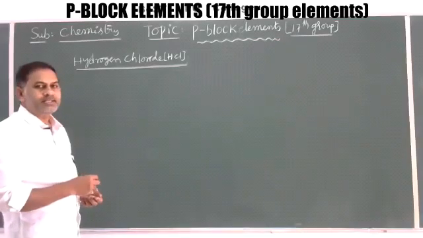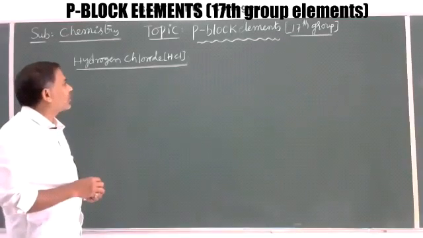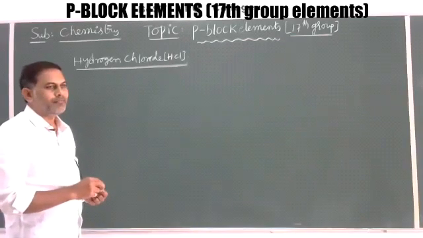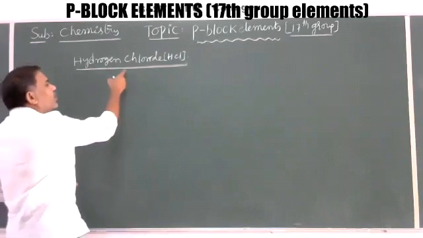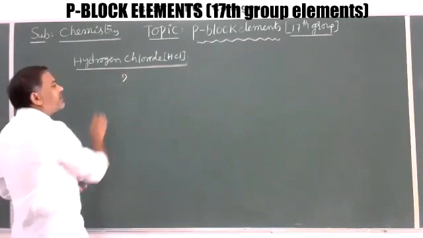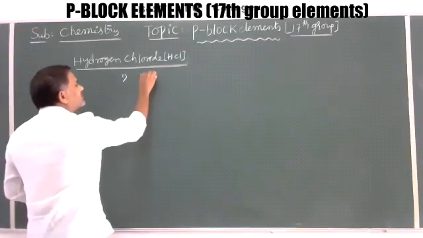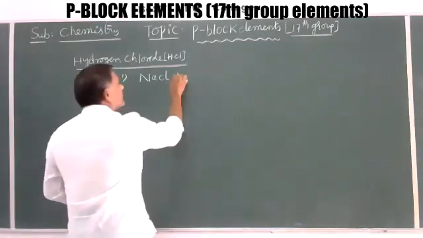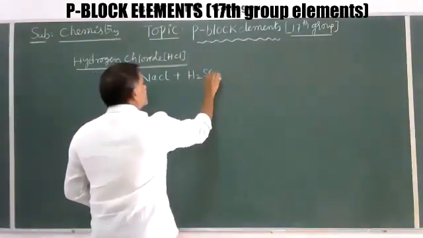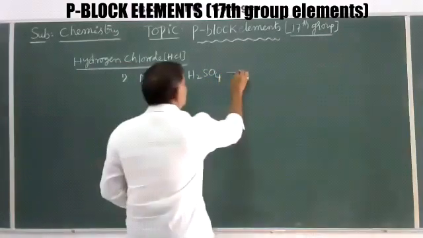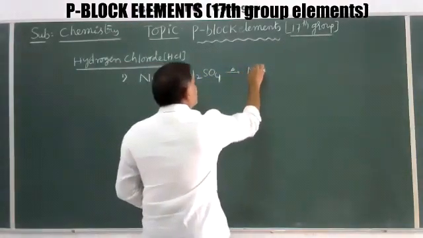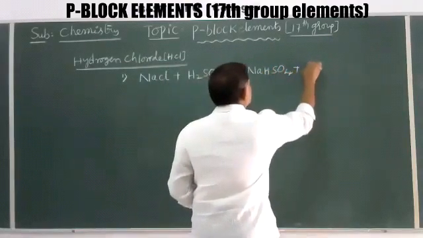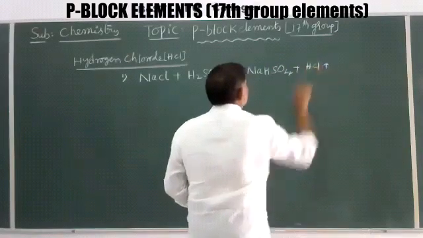Hydrogen chloride can be prepared by direct combination of hydrogen and chlorine gas. By Glover's scientist, it is prepared using salts of sodium reacted with concentrated sulfuric acid on heating. It gives sodium hydrogen sulfate plus hydrochloric acid.